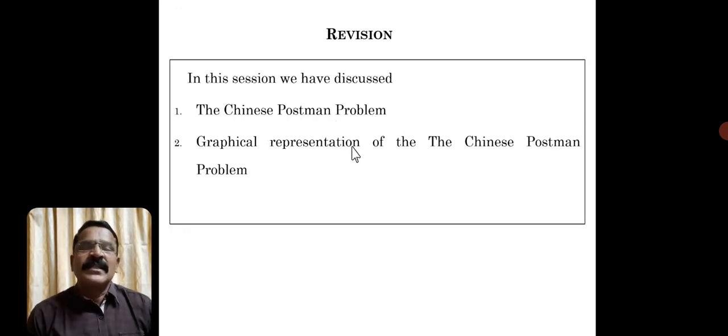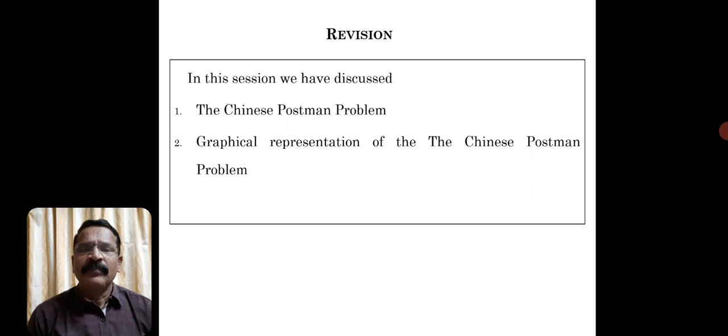So what we have discussed in this session: we have discussed the Chinese postman problem. Then we have given the graphical representation of the Chinese postman problem. It implies the solution to the Chinese postman problem is nothing but finding a closed walk, that is, finding an Eulerian cycle of the graph. Here also it is a weighted graph, which means every edge is given a weight, a real number assigned to every edge.